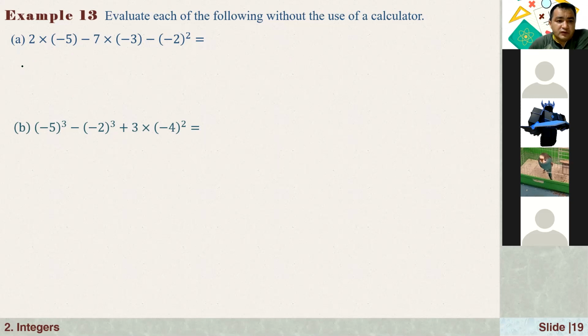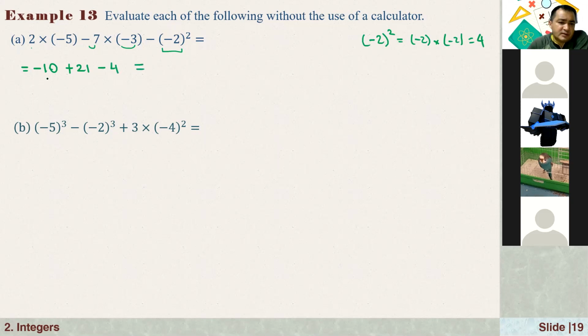Okay, here, if I continue from here, 2 times -5, right? Positive 2 times -5, that's equal to -10. Minus, here I have multiplications. I should do this: -7 times -3. Negative times negative is positive. 7 times 3 is 21. I have minus here. What is -2 squared? We have already calculated this. -2 squared means -2 times -2. That's equal to 4. So -2 squared is equal to 4.